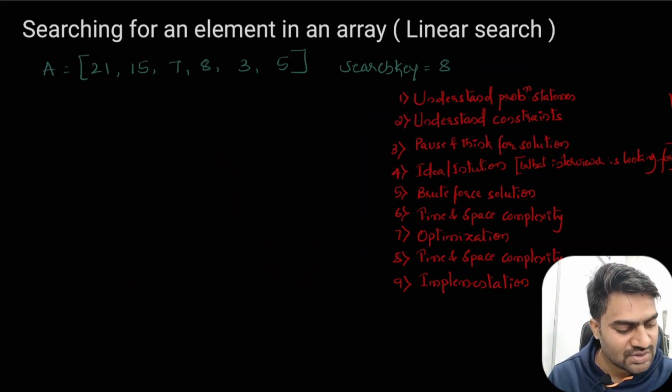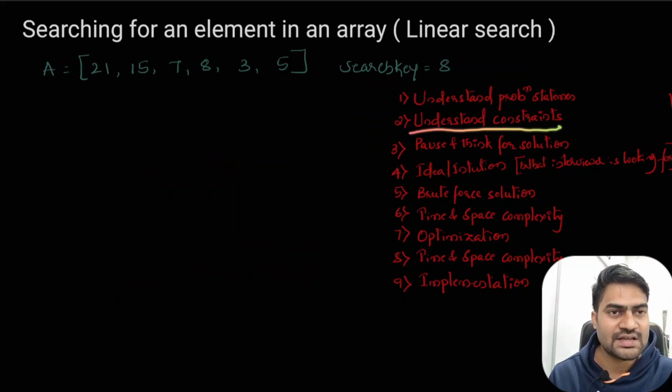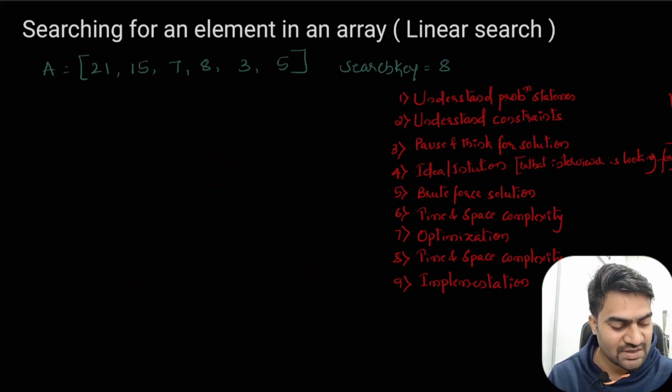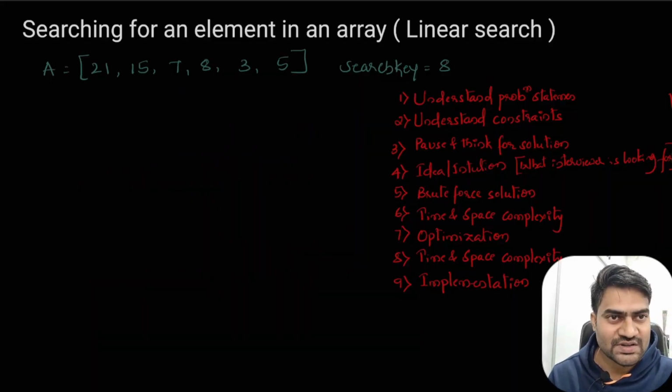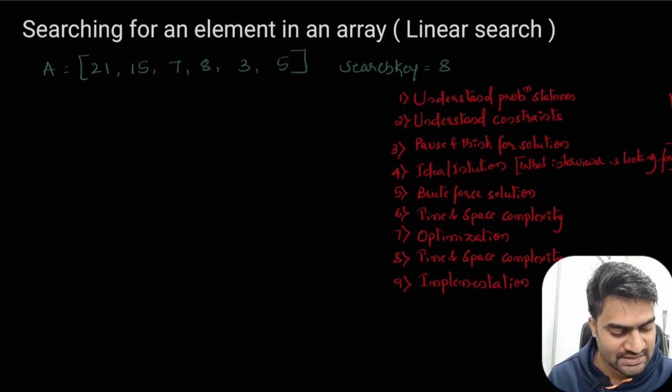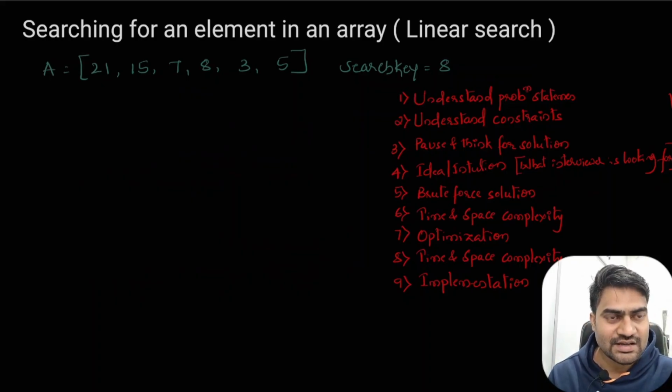Then we will try to understand the constraints. Here numbers can be in any order, and numbers can be either positive or negative, whatever it might be. That is the constraint. Now you can pause for a second and think about its solution, then you can come back. Now let us try to understand why this question will be asked.